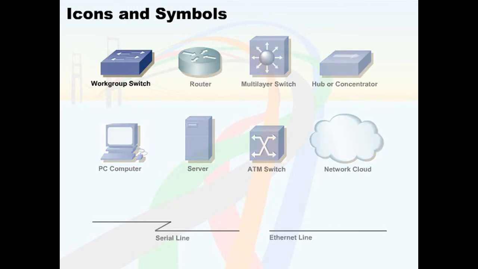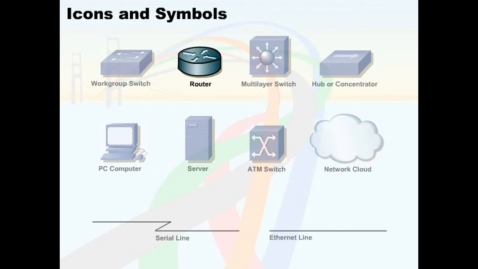Number one, we have the workgroup switch. This is a universal icon used for a switch, typically functioning at layer 2 of the OSI model. You'll see this in different Cisco diagrams. Number 2, the universal symbol for a Cisco router is also very important.